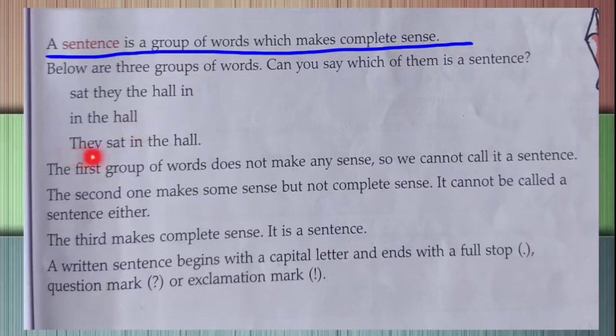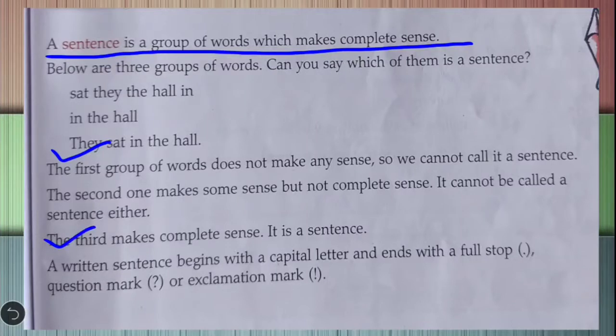Now look at the last sentence. They sat in the hall. It starts with a capital letter and ends with a full stop. That's why this third one is your sentence. So here this is the correct sentence. The first group of words does not make any sense, so we cannot call it a sentence. The second one makes some sense but not complete sense. It cannot be called a sentence either. The third makes complete sense. It is a sentence.